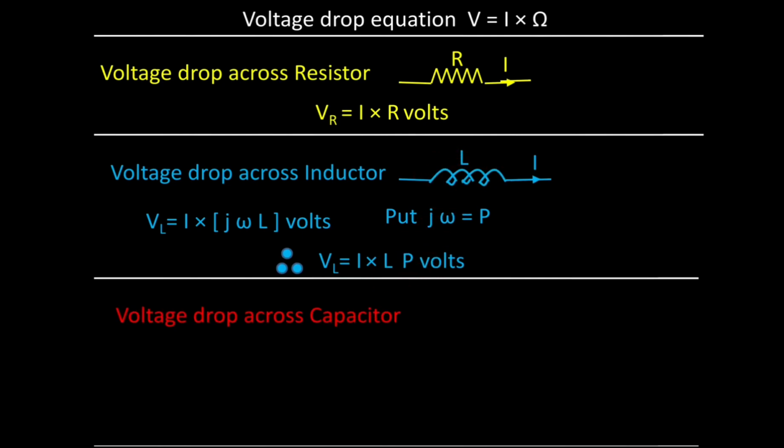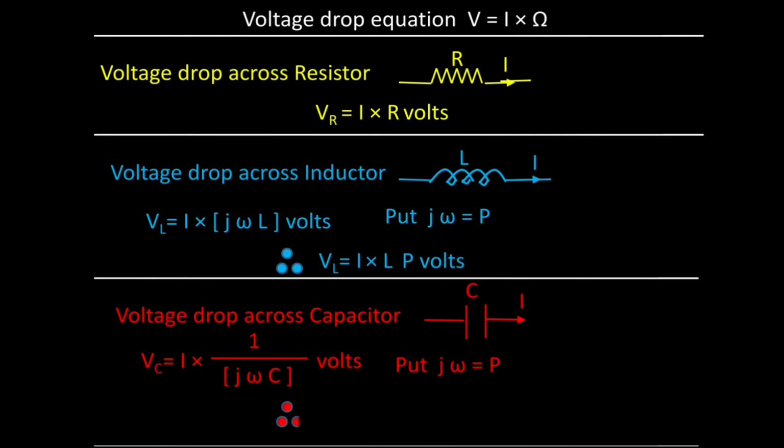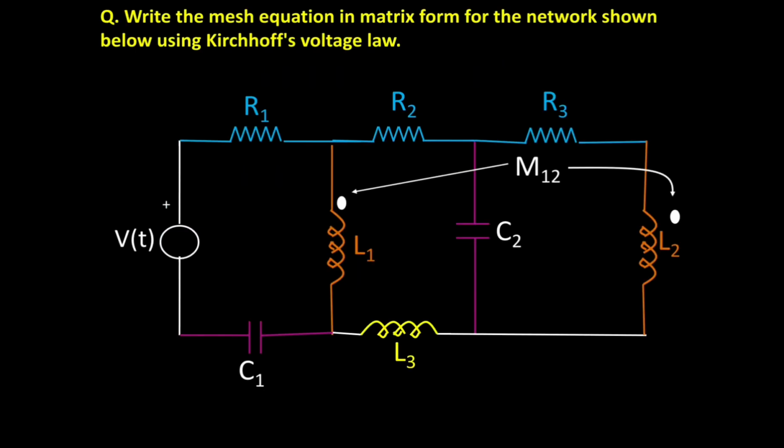Similarly, if a capacitor is given and the value is given in farad, that is C is in farad, then again we have to multiply the current with the ohmic value of this capacitor. So we do 1 upon j omega C. Instead of j omega we can put operator P. So it will become Vc is equal to I into 1 upon Cp. So 1 upon Cp is the ohmic value of this capacitor C. So these three things we need to remember, that is L in ohm is LP and C in ohm is 1 upon Cp. Now let us solve this problem.